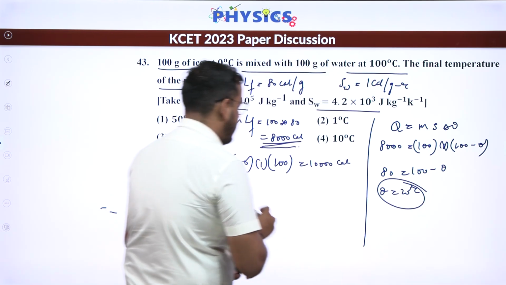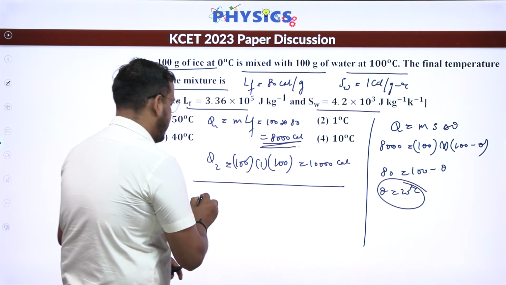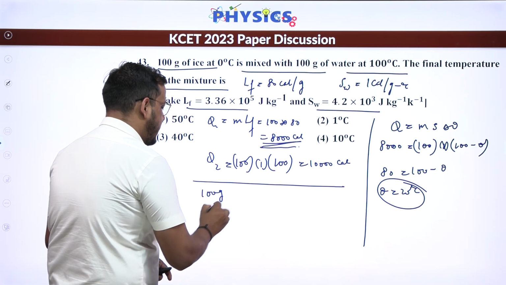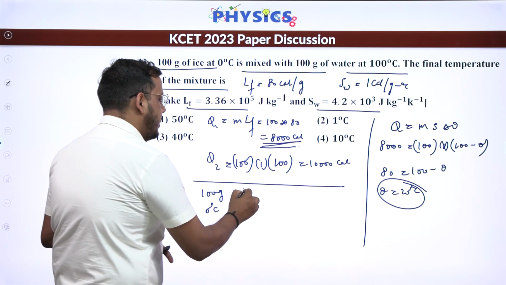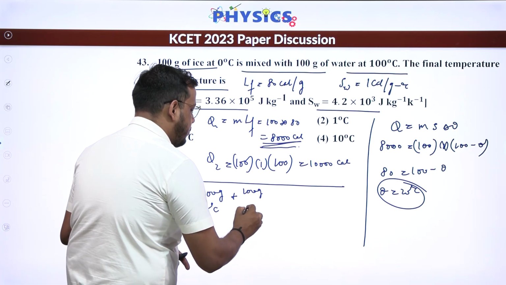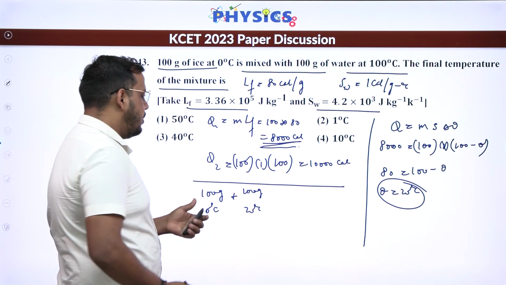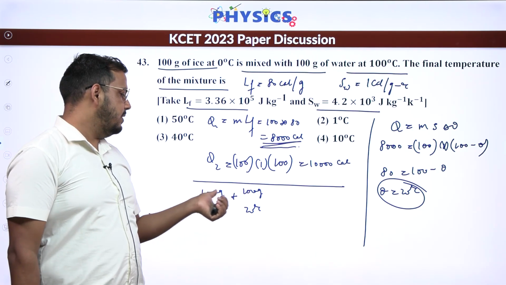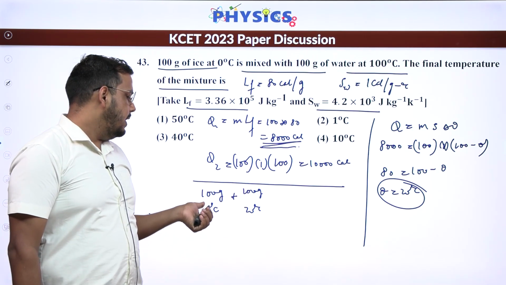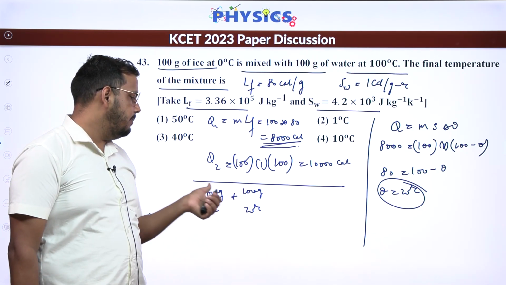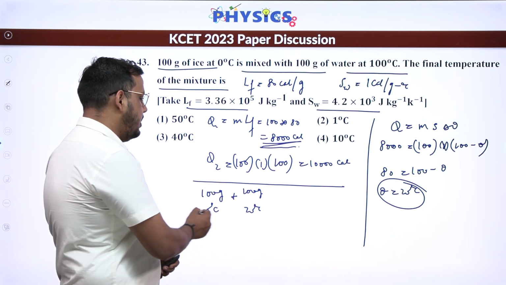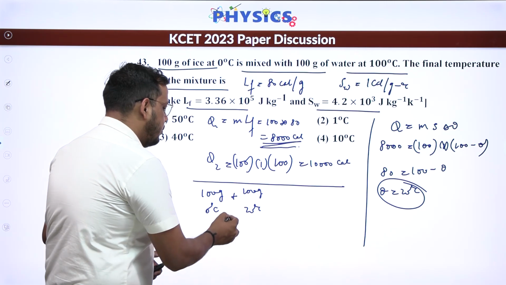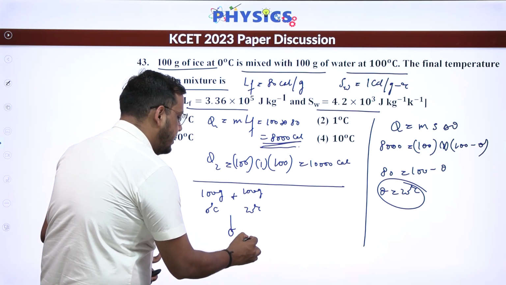Now the situation is that there is 100 gram of water at 0 degree Celsius, which has come from ice, and 100 gram of water at 20 degree Celsius. Both are in the same state, both are water only, the temperatures are 0 and 20, and the masses are also the same. So the equilibrium temperature or final temperature will be in between, because the masses are the same. So the final temperature will be 10 degree Celsius.